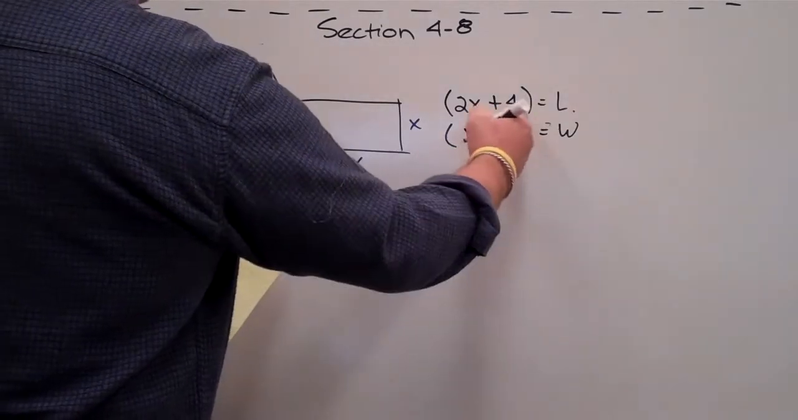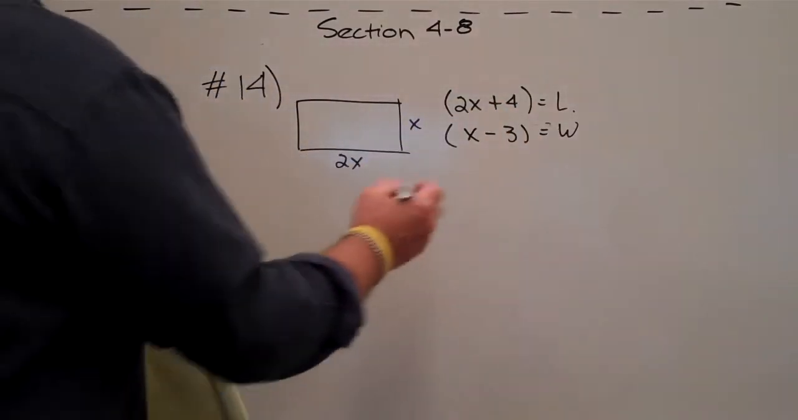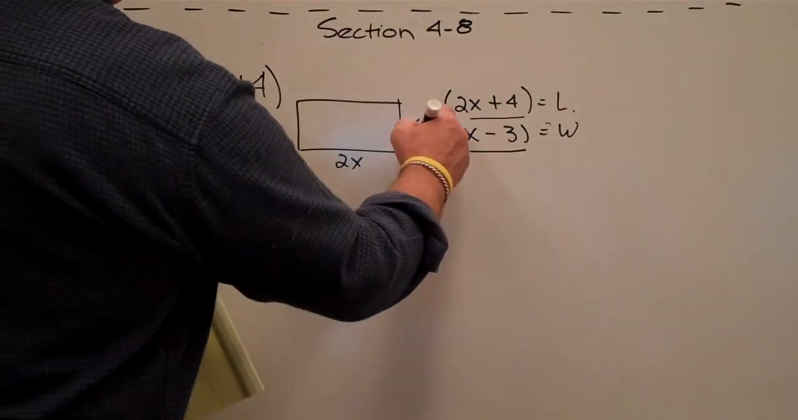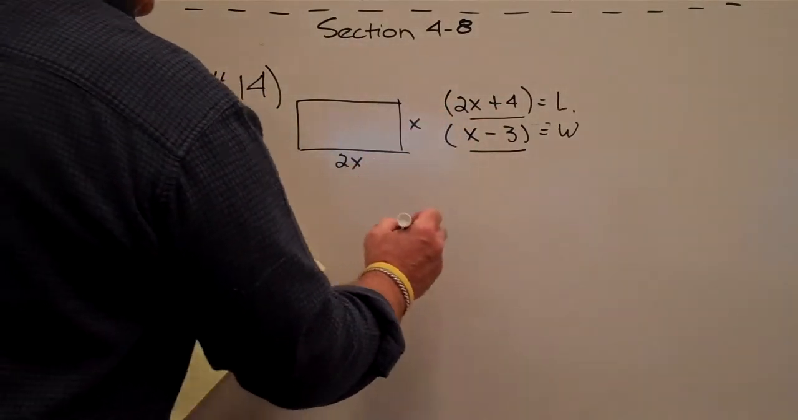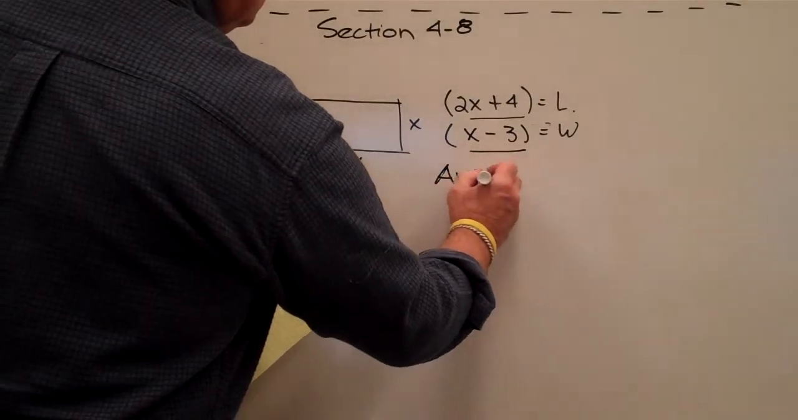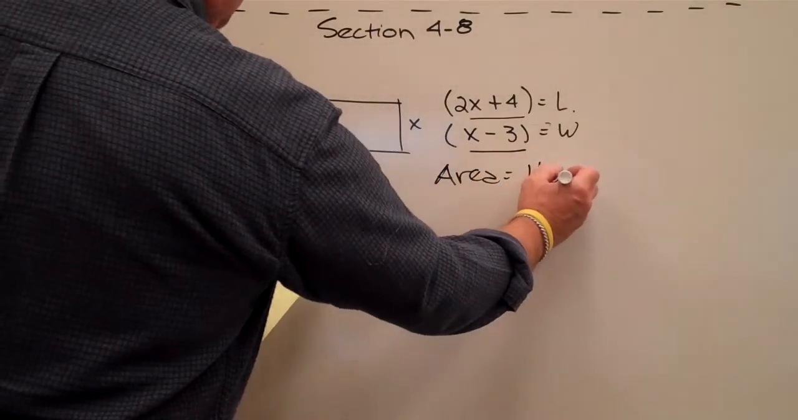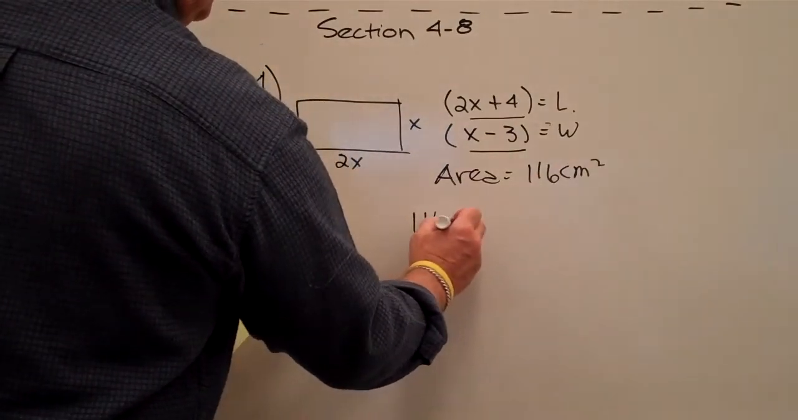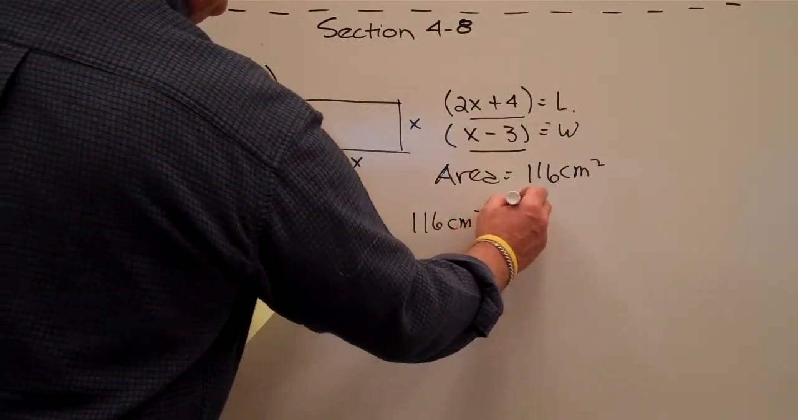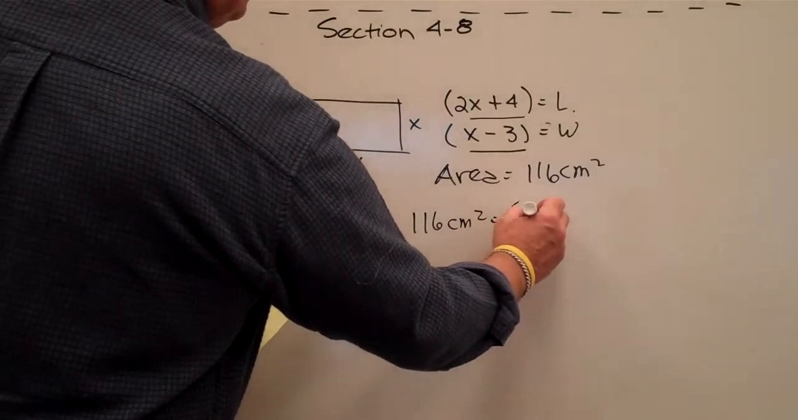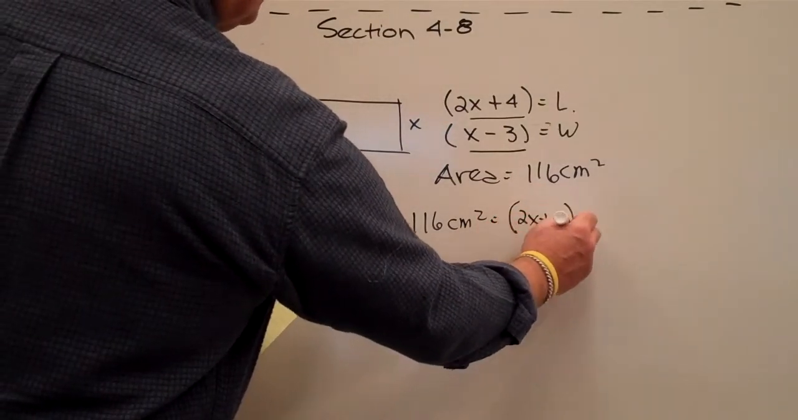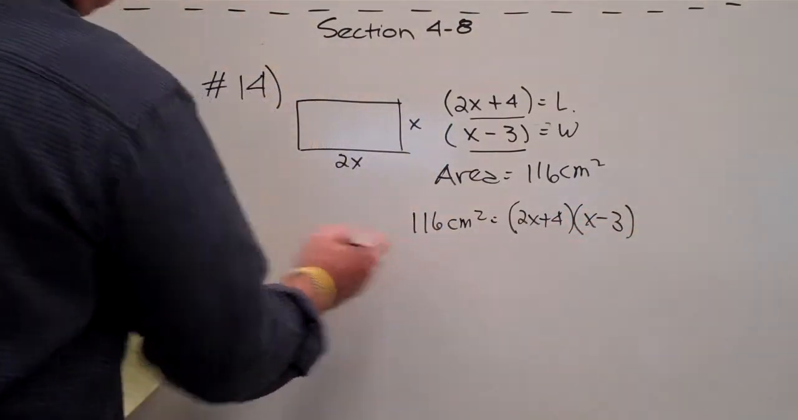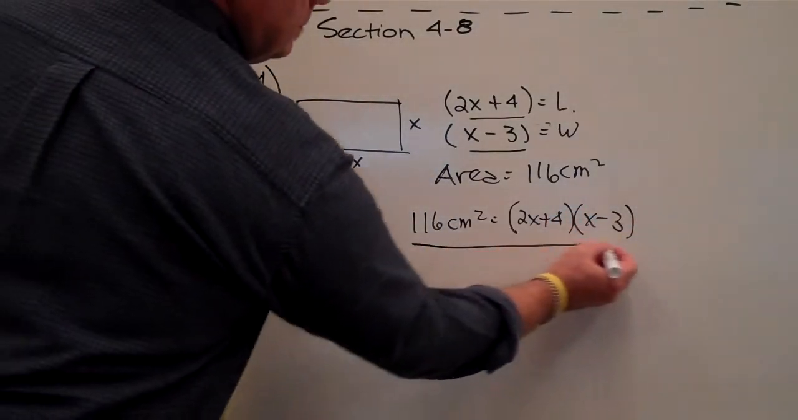Now again, how can you use these two expressions here to write a polynomial? Well, we know that the area is equal to 116 square centimeters. Okay? So 116 square centimeters is equal to length times the width. Okay? And I'll let you solve from there.